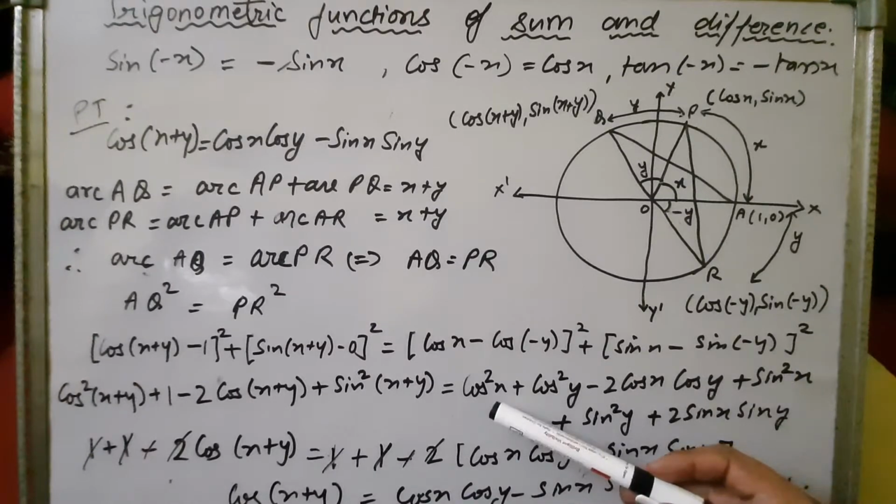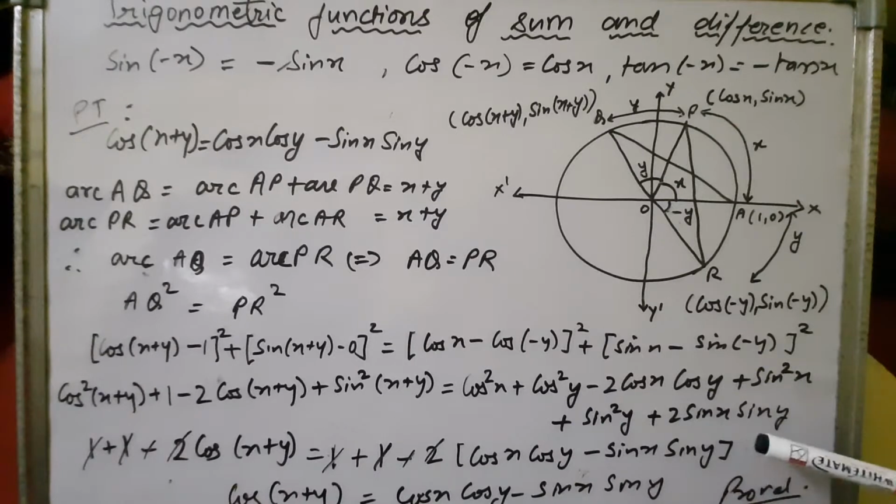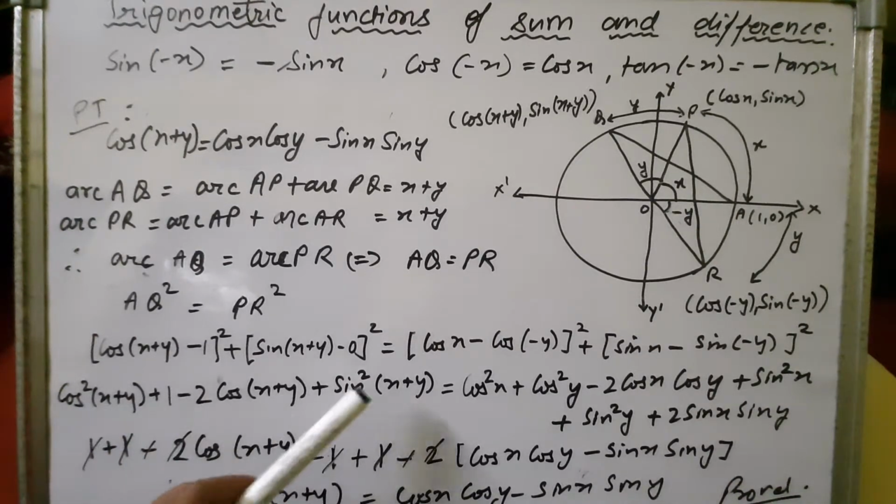Now the value of cos square x plus sine square x is 1. The value of cos square y plus sine square y is 1. And I have taken minus 2 common from these two terms. So when we do that, minus 2 common, it will be cos x cos y plus minus sine x sine y. Right, children? Similarly, this left hand side, cos square x plus y plus sine square x plus y, it will be 1.